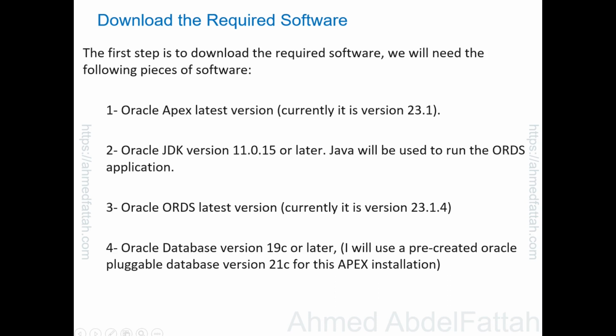The first step is to download the required software. We will need the following pieces of software. 1. Oracle Apex latest version, currently it is version 23.1. 2. Oracle JDK version 11.0.15 or later. Java will be used to run the ORDS application. 3. Oracle ORDS latest version, currently it is version 23.1.4. 4. Oracle database version 19C or later. We will use a pre-created Oracle pluggable database version 21C for this Apex installation. You will find under this video description all the links to download the required software.